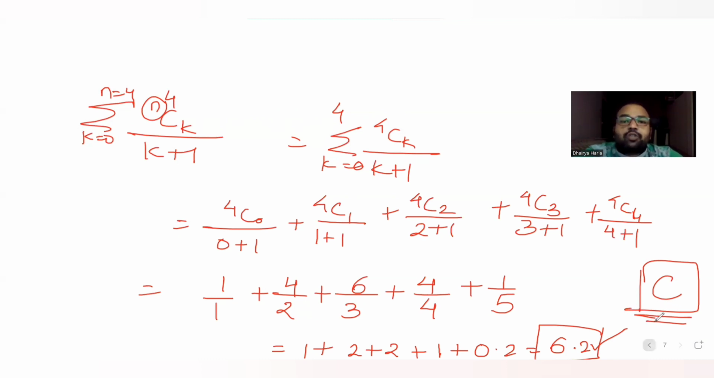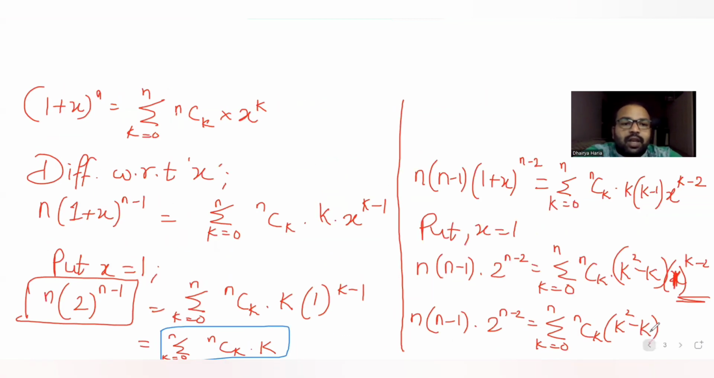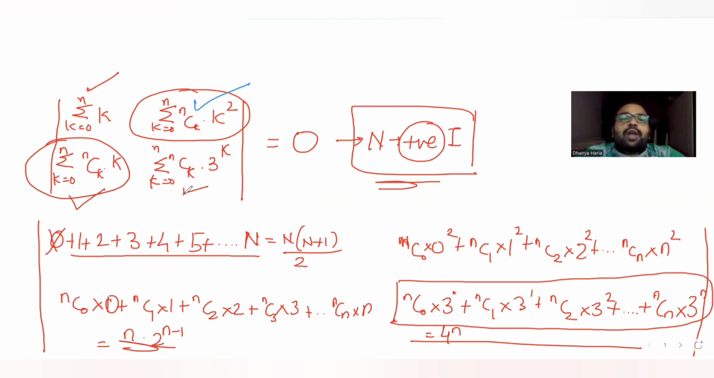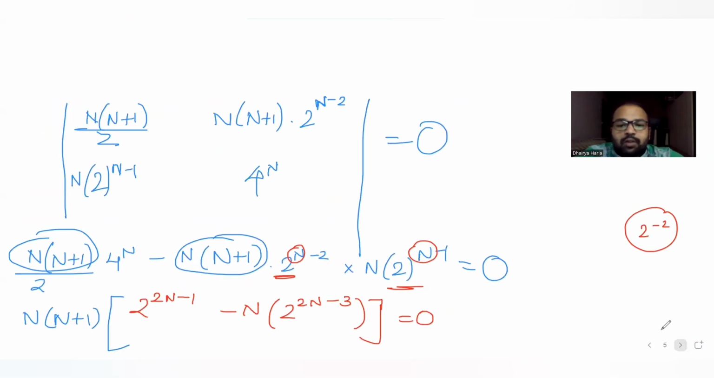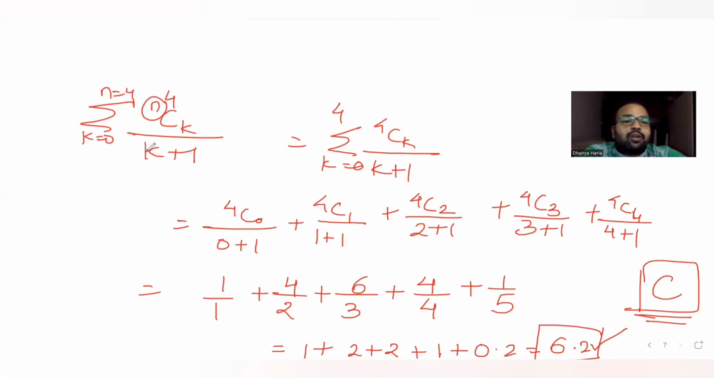I hope you have understood how to solve this type of question. Whenever determinants or expressions like this are given, you can apply the binomial theorem and then differentiate it to get whatever it is asking us. So we can get the answer for this, and then you can put in the values and get the value for n, and then you can just find out the value for whatever is asked. Like in this case, it was asked to find the value of nCk upon k plus 1 for the sum of k equals to 0 to n.